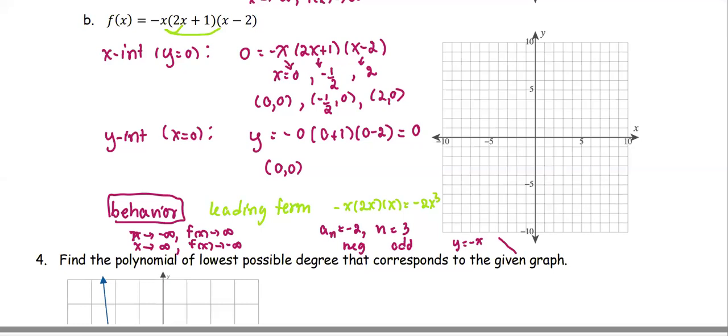Starting with plotting the x- and y-intercepts on the xy plane: 0, 0; negative 1/2, 0, very tight here; and 2, 0. And the behavior is going to be that of a polynomial of degree 3. Maybe something like this. That's a sketch.